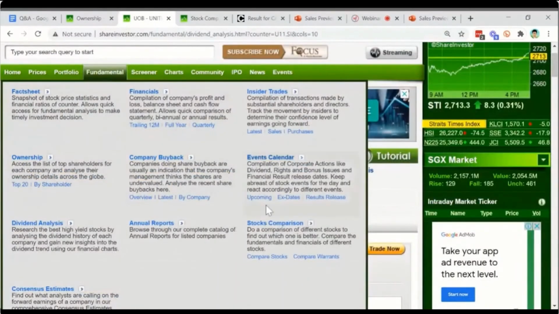So if you go to the fundamental, there are actually quite a lot of features. But one tool that I find very useful is this dividend analysis tool.